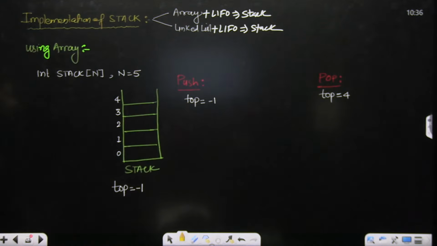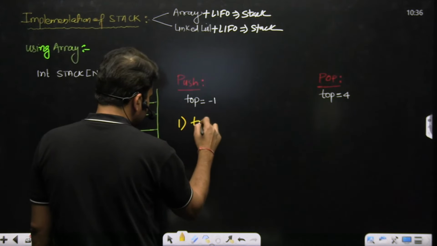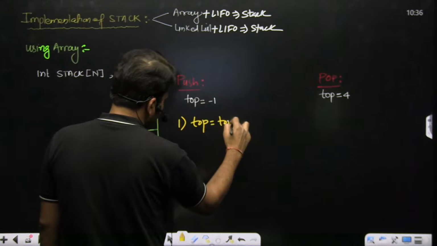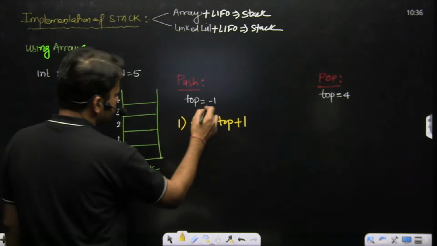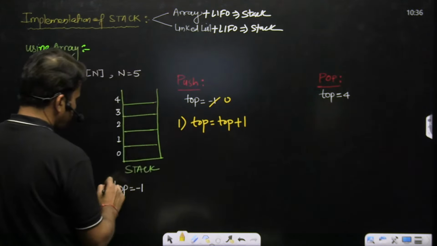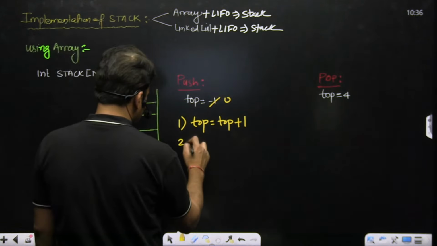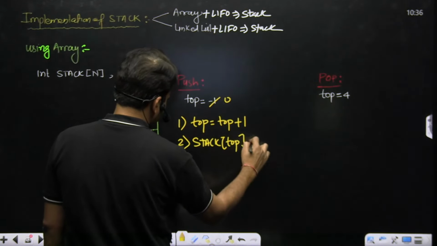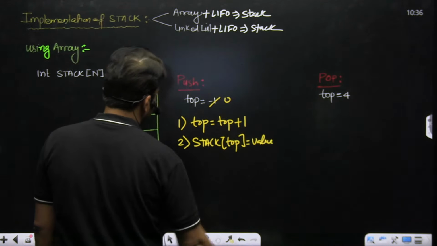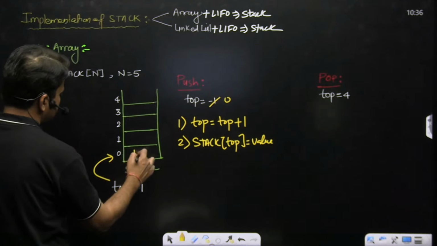I want to push an element in this stack. Then first you have to increment top: top equals top plus 1. Then top is 0, so top is pointing to this position. After this, you can insert the value here, at stack[top]. Now let's say I insert the value 10.